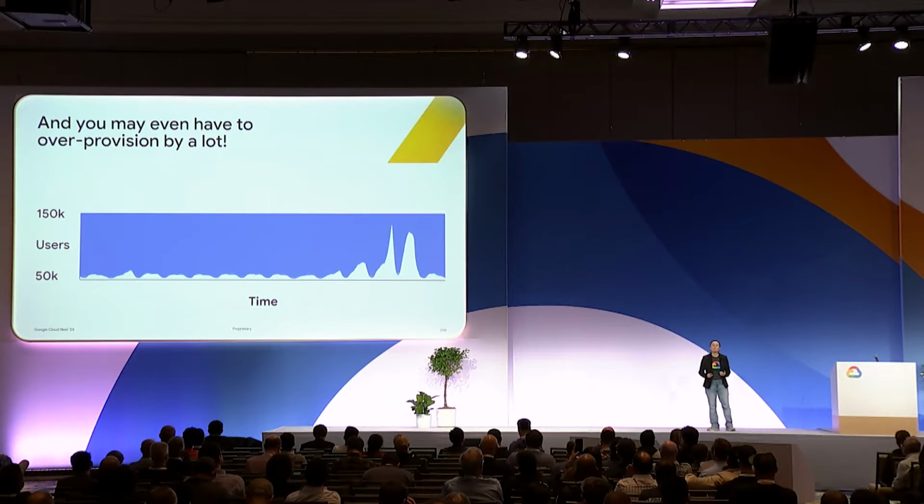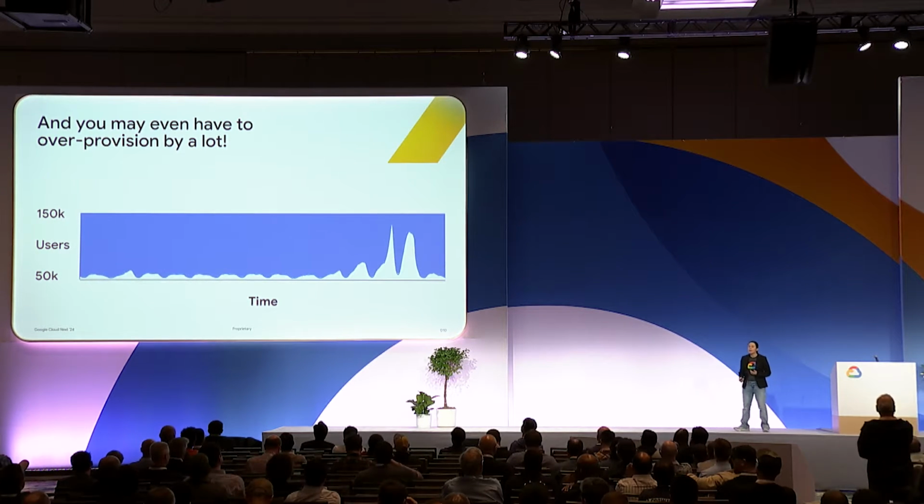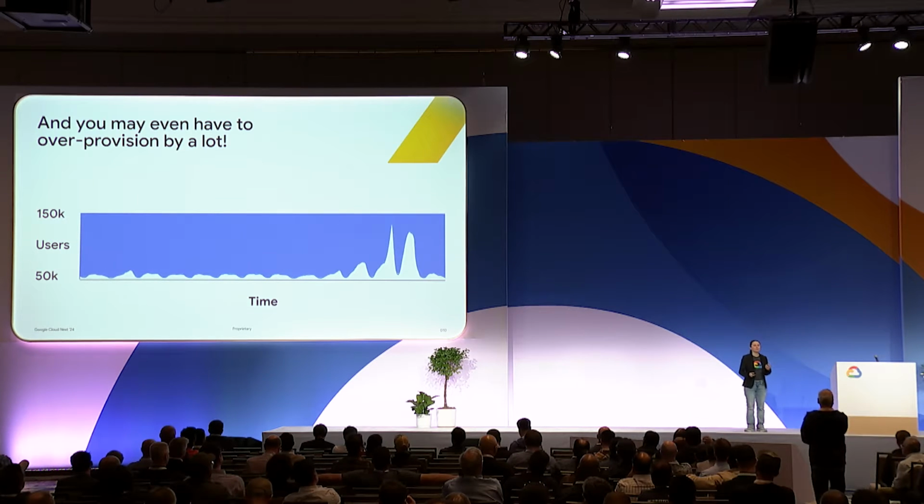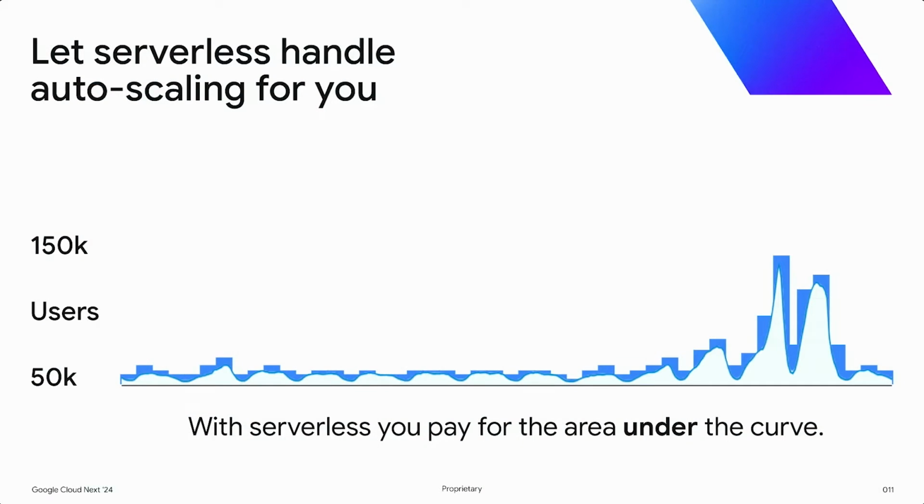Well, one possible solution is to over-provision. But that isn't fun either, because now you're having to pay for all that unutilized resources indicated in the dark blue. Scaling can be challenging if you want it to be cost efficient, because you have to make sure that the capacity closely tracks the demand. Or by letting serverless handle autoscaling, you can pay for what you use. Or to use a calculus analogy, because you cannot have a Google talk without a math joke, think of it as paying for the area under the curve.